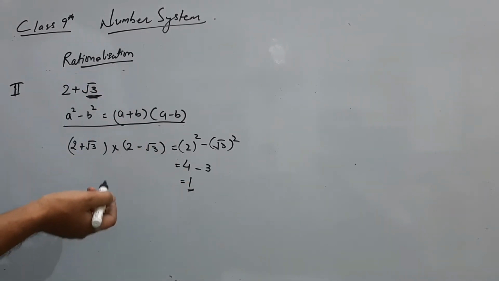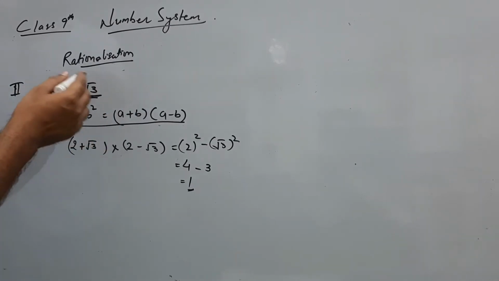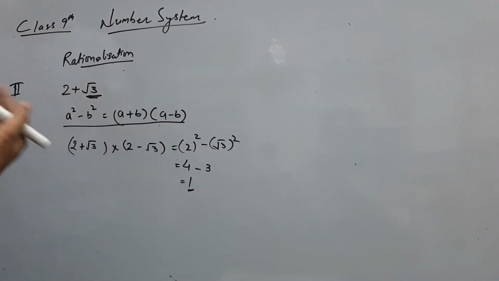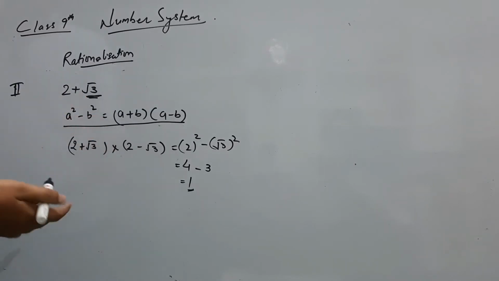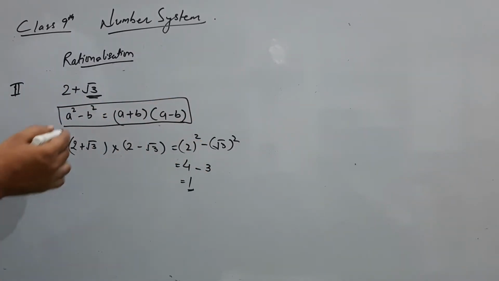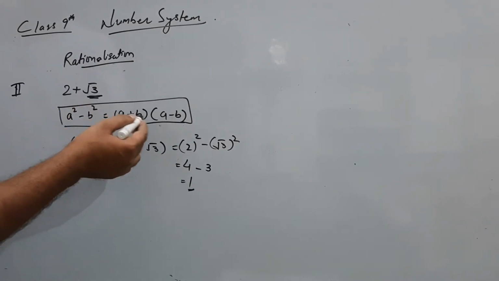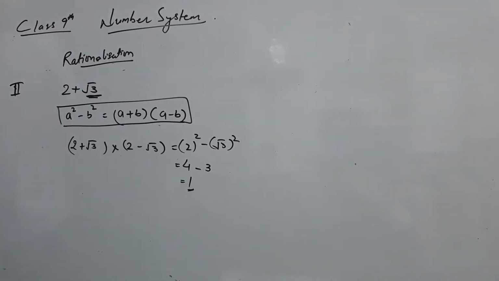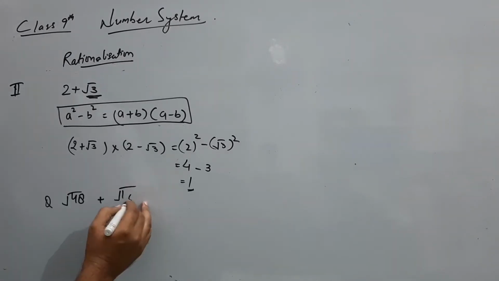So what is the rationalization factor of these terms? If it contains 2 terms, 3 terms, or 4 terms, we can solve it all using this one single formula. What is the formula? A square minus b square, that is, a plus b, a minus b. Now let us see the third type, or let us try one more question.